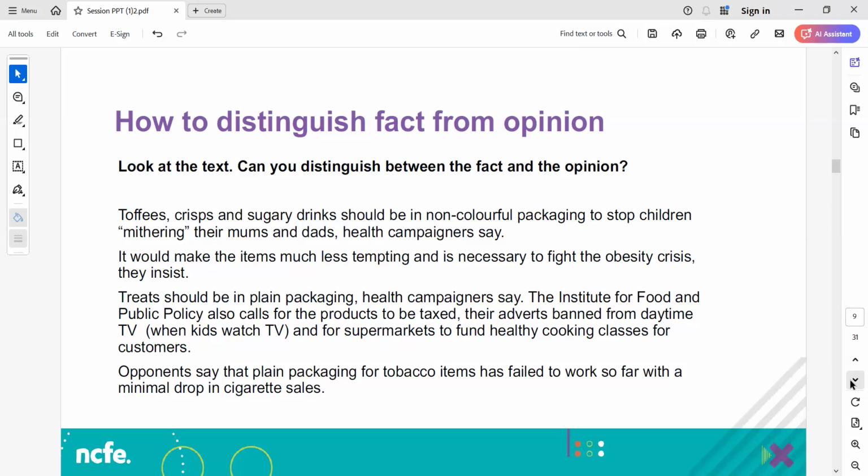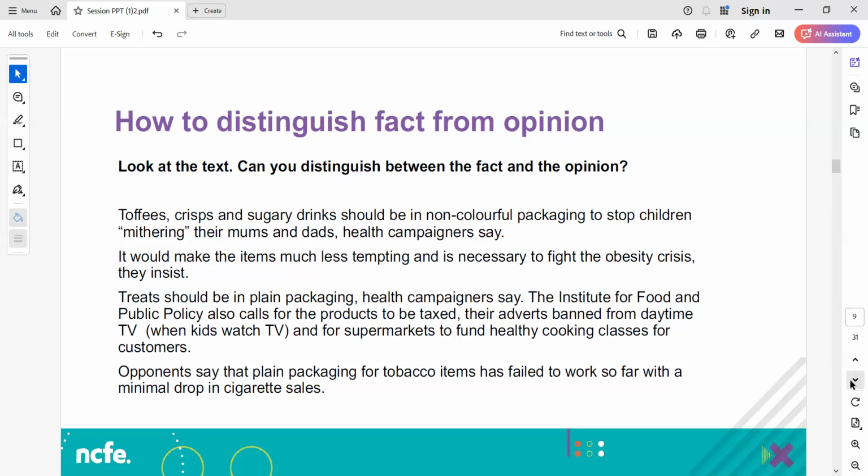Treats should be in plain packaging, health campaigners say. The Institute for Food and Public Policy also calls for the products to be taxed, their adverts banned from daytime TV when kids watch TV, and for supermarkets to fund healthy cooking classes for customers. Opponents say that plain packaging for tobacco items has failed to work so far with a minimal drop in cigarette sales.